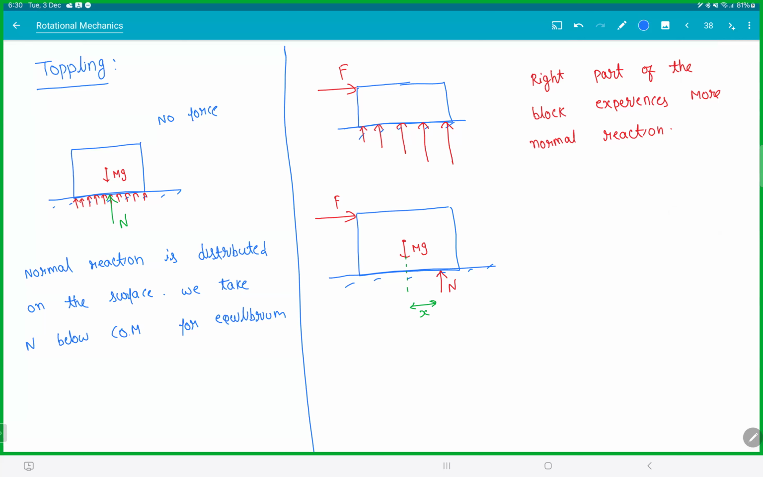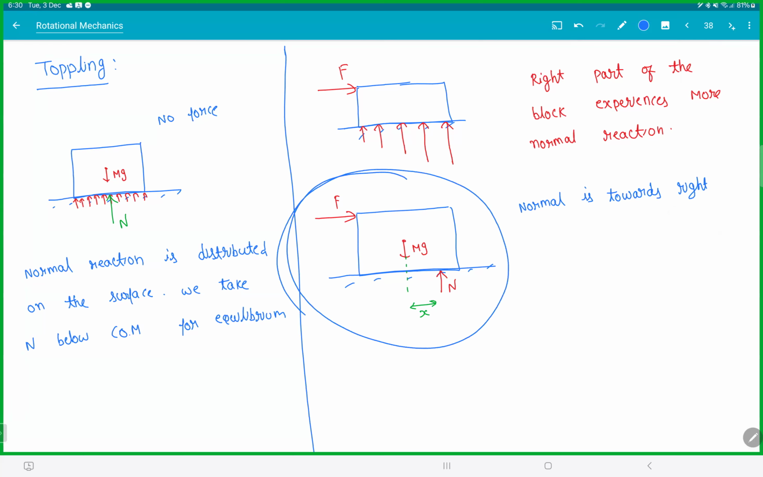There is a centrifugal force also. That is actually banking of roads we saw. Yes. So the normal is towards the right in this case. This is important. Whenever you draw a free body diagram, always draw it this way. Don't put N below the mg now, right?